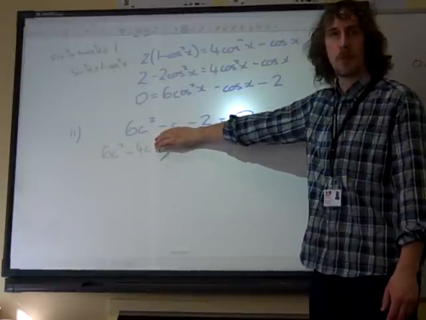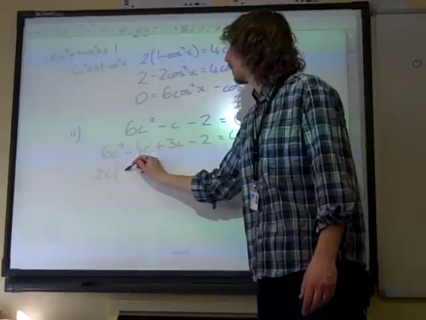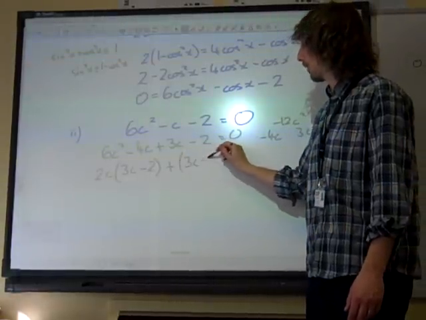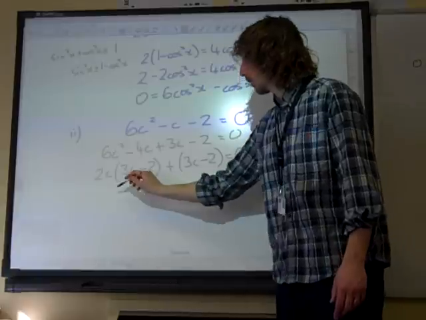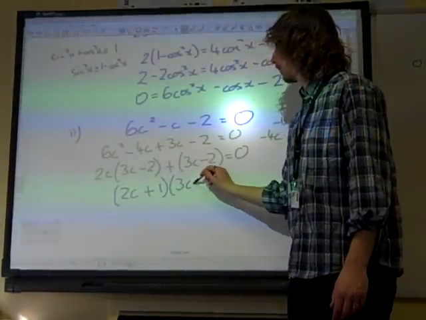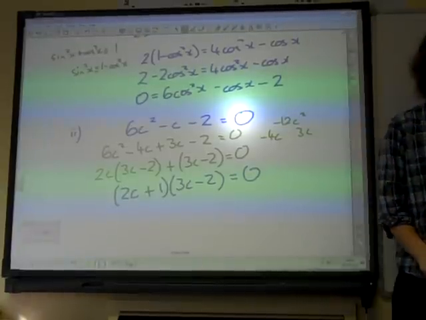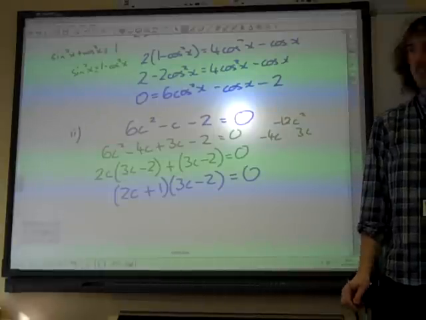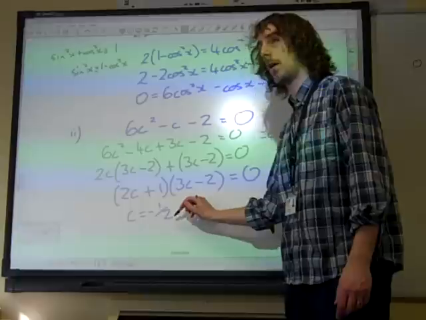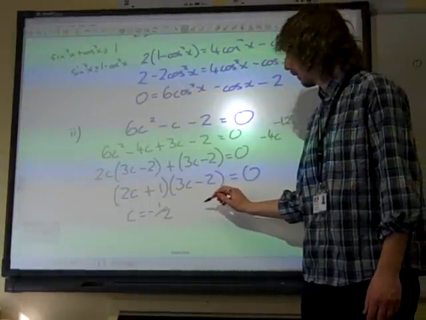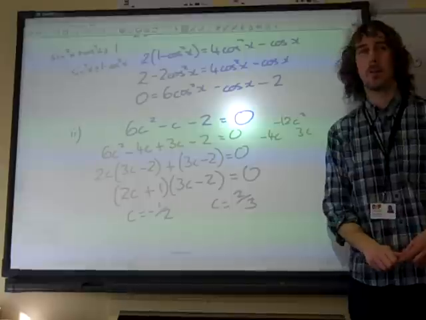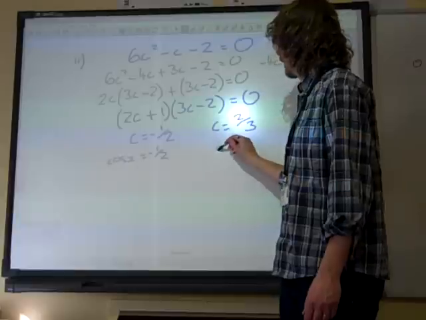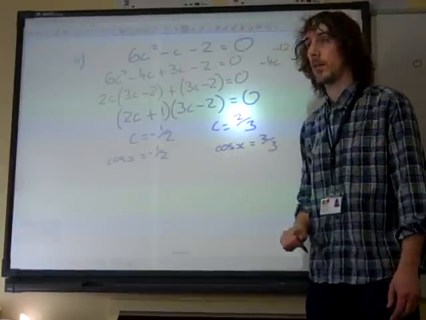Factorise them 2 things at a time. Common factor there of 2c, 3c minus 2. Common factor here of 1, so we've got 3c minus 2. So we end up with 2c plus 1 and 3c minus 2 as the other bracket, giving us c equals negative 1/2 or c equals 2/3, and it was cos x, so cos x is negative 1/2 and cos x is 2/3.